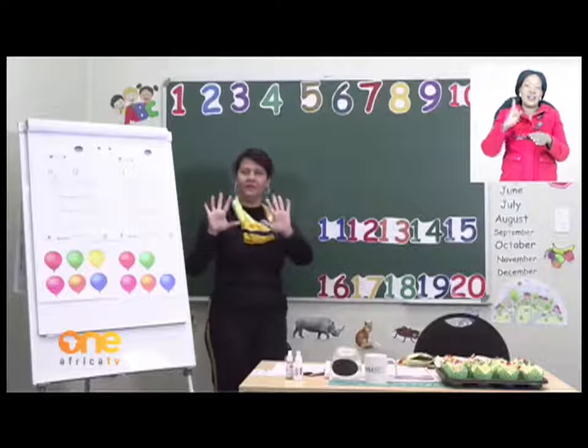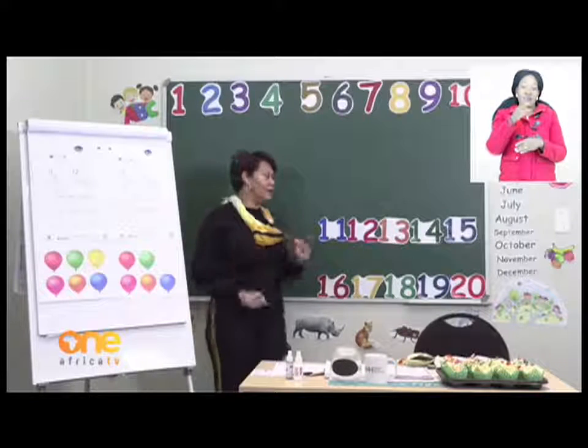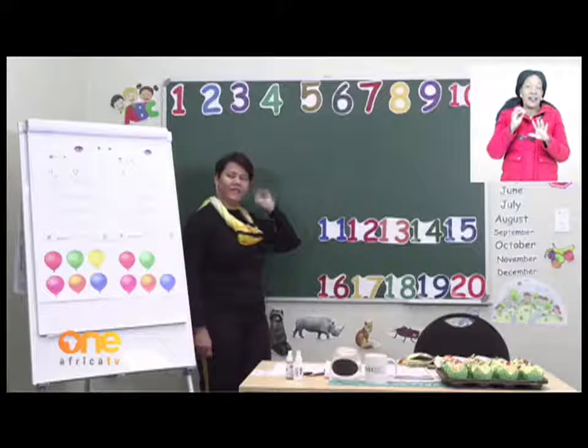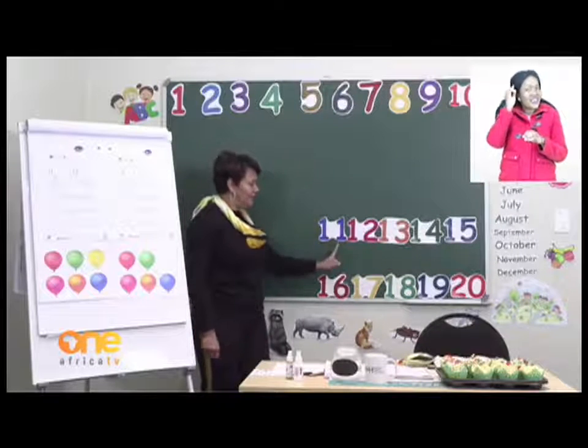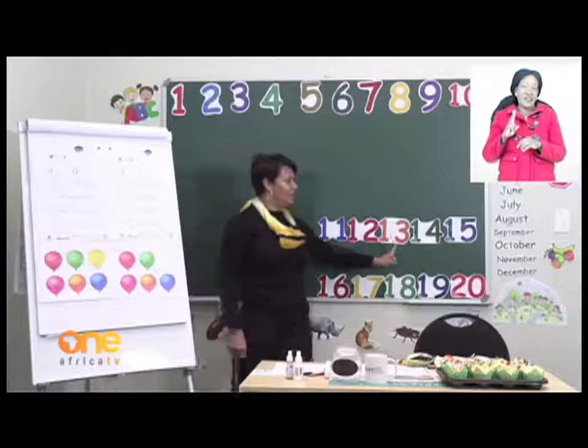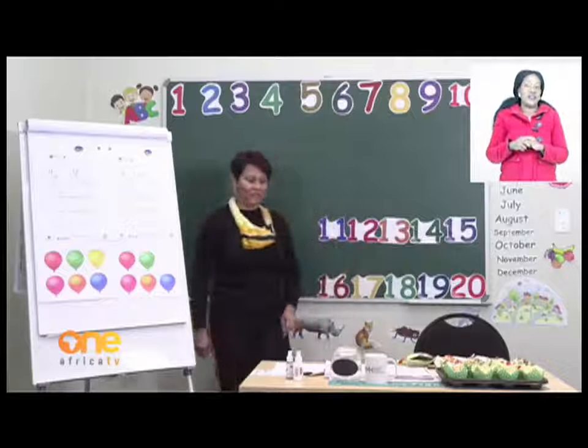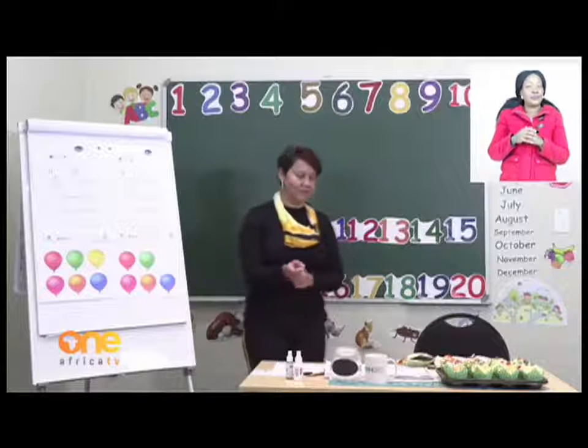We have 10 on our fingers, and from 10 we're going to count on to 15. So 10 is somewhere up here in your mind. 10, 11, 12, 13, 14, 15. Well done, boys and girls. Now let's do some more counting.